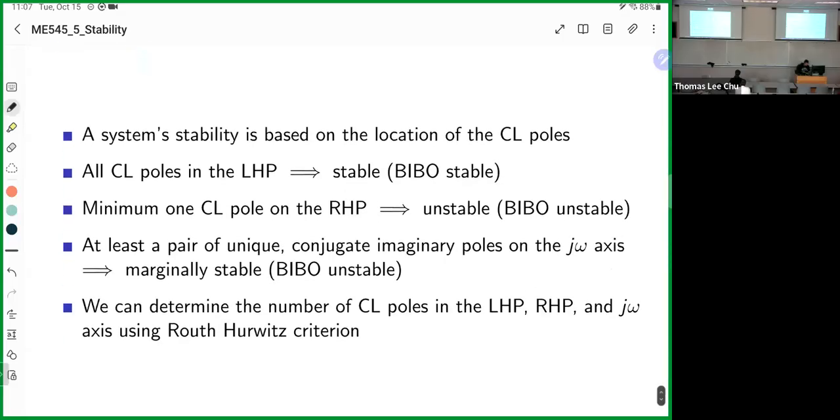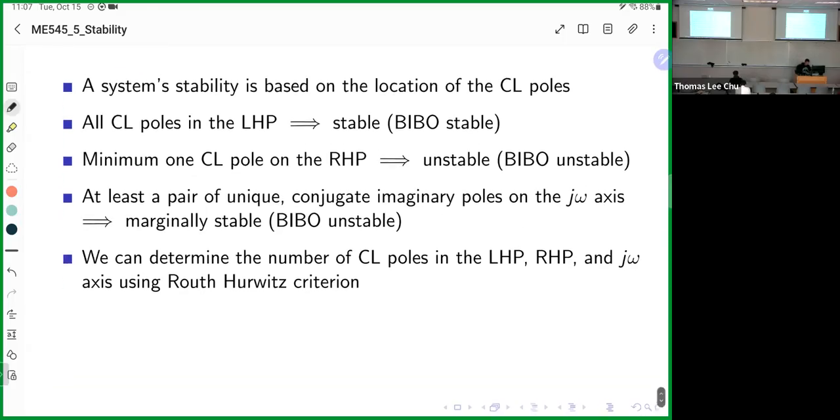And we can determine the number of closed loop poles in the, well, we don't care about this point. It's true, but it won't be tested, won't be on the exams, won't be on the final. We're skipping it. All right.